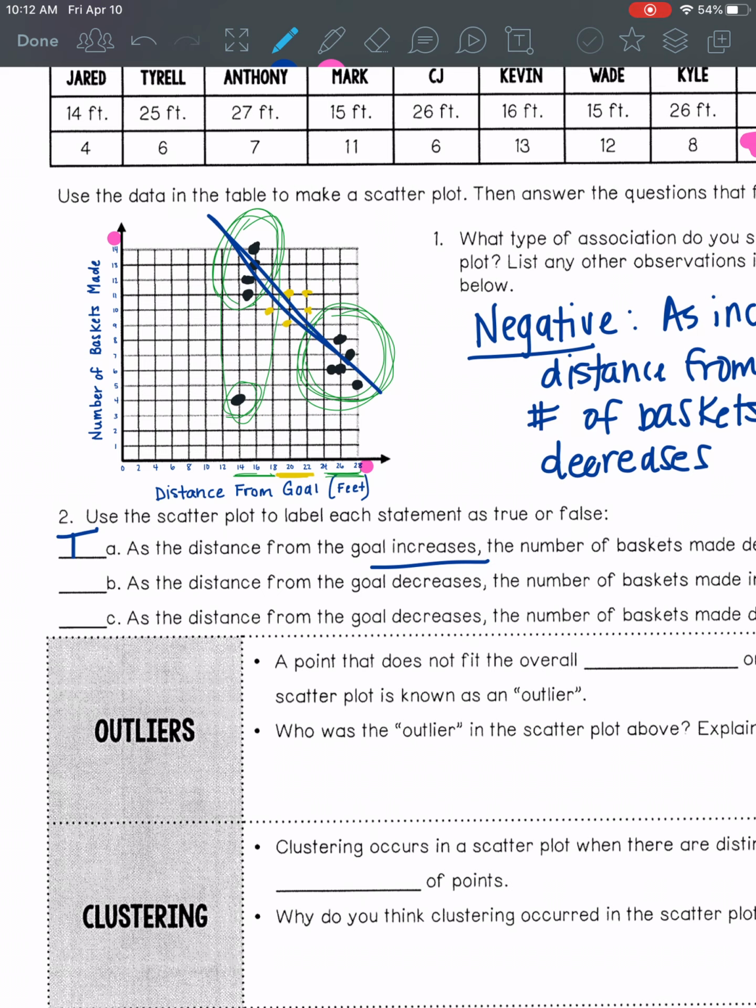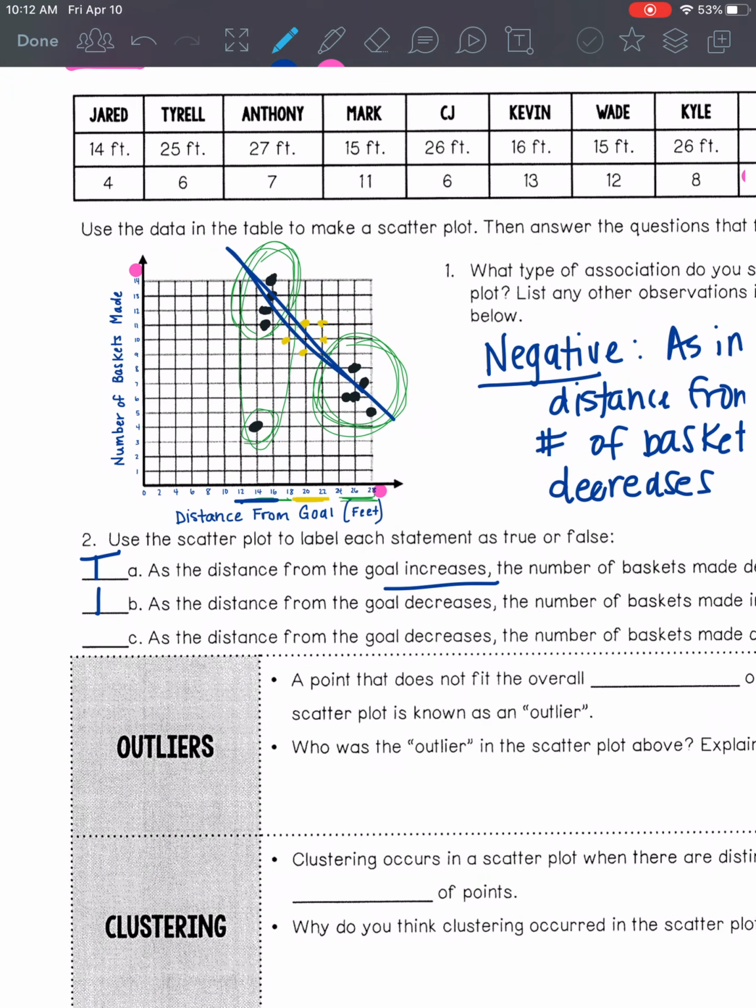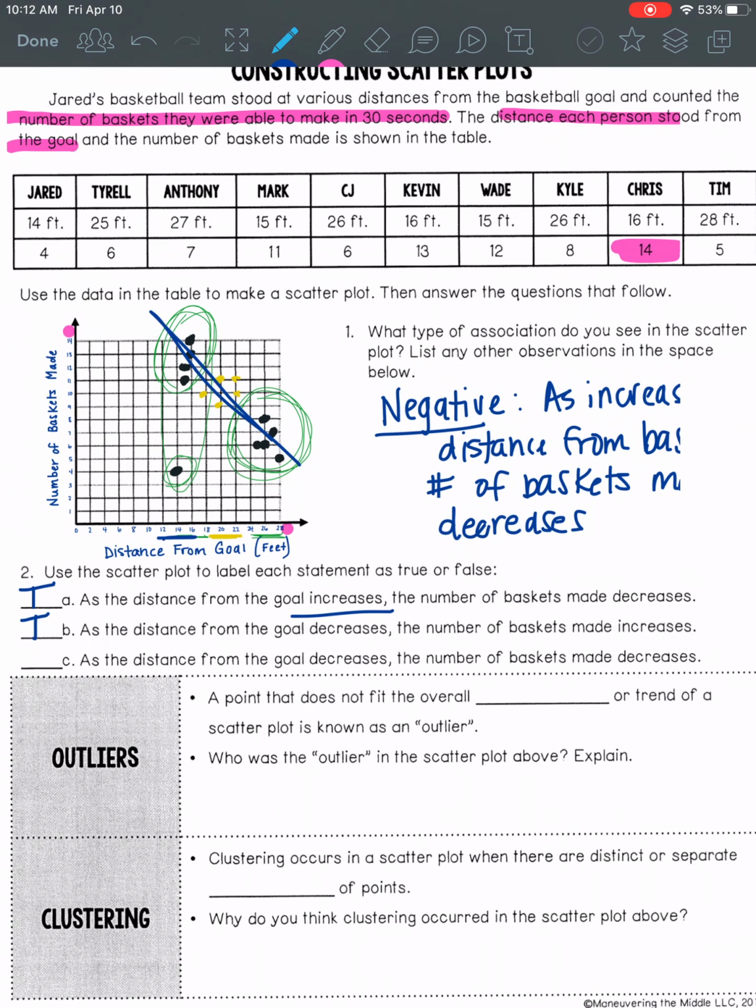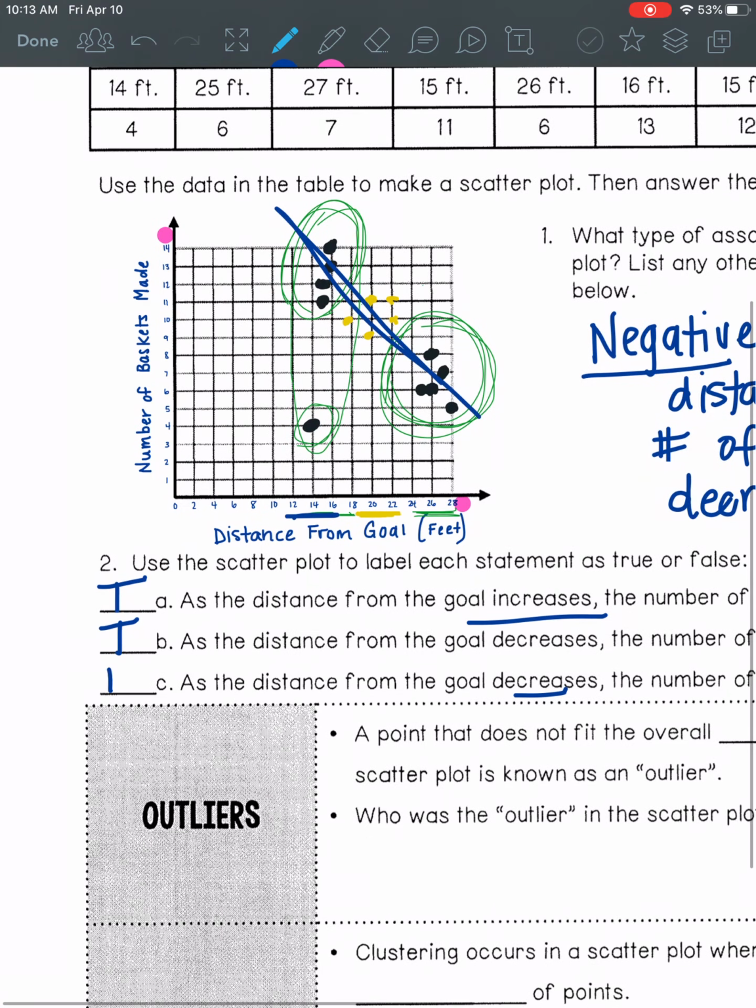Okay, as the distance from the goal decreases, so let's say we go the other way, the number of baskets made increases. Well, that's true too. The 2 variables are going in opposite directions. So this last one, as the goal decreases, the number of baskets made decreases. So they're both decreasing. Well, that tells us that's a positive association. So that's false.